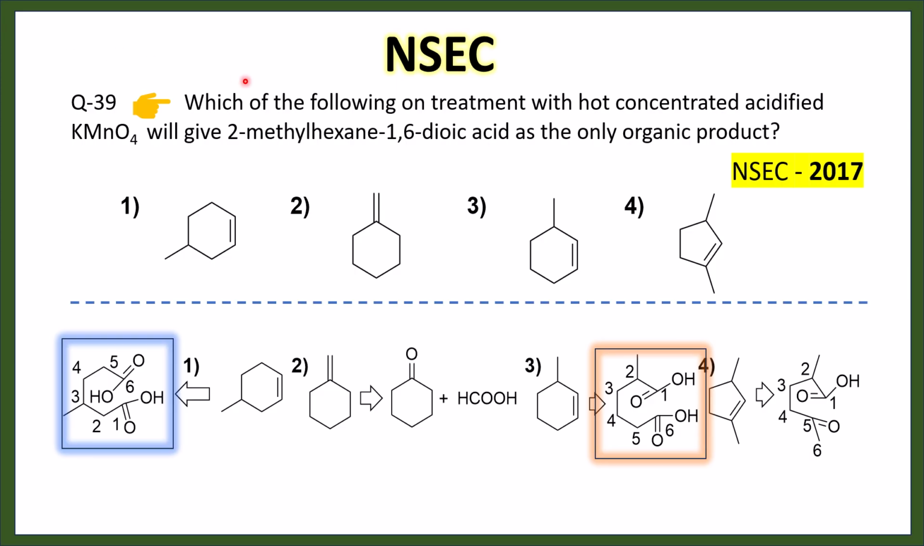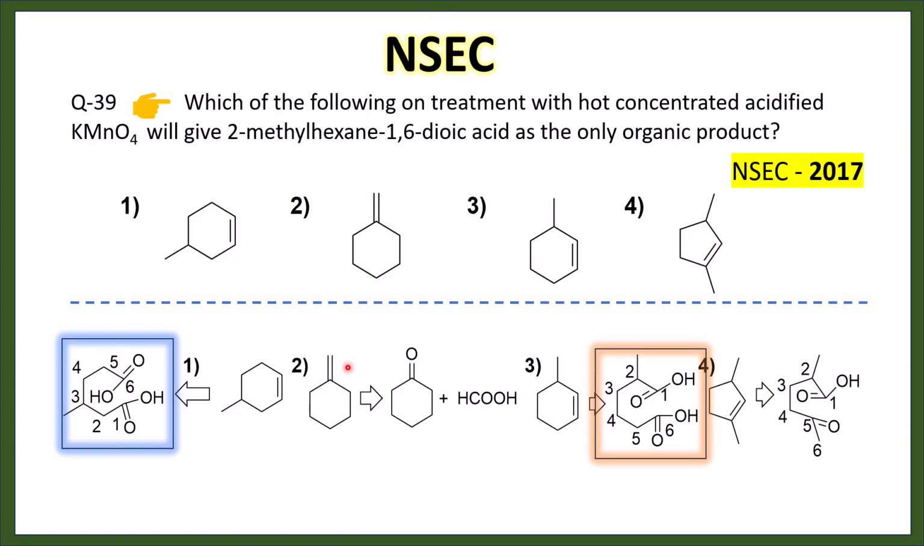Now question number 39: which of the following on treatment with hot concentrated acidified KMnO4 will give 2-methylcyclohexane-1,6-dioic acid as the only organic product? So we have to find which case. Then let's react these alkenes with KMnO4. This first one, if treated with KMnO4, oxidative cleavage happens and gives this acid in both the cases, and we name it 1, 2, 3. This is 3-methyl, not 2-methyl. This is a dioic acid as well.